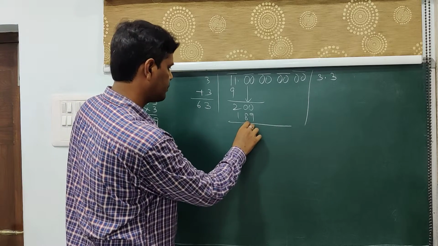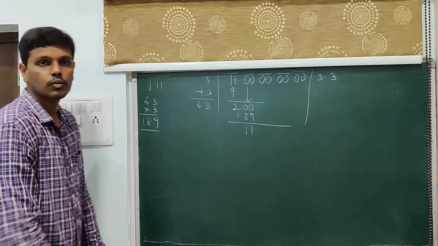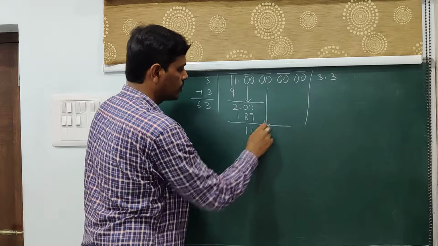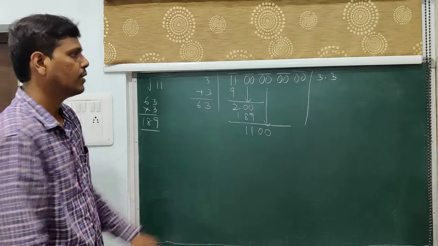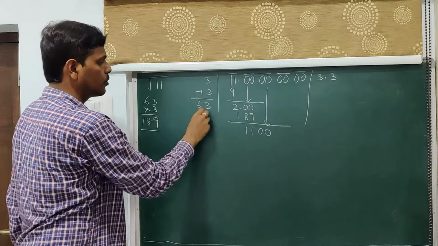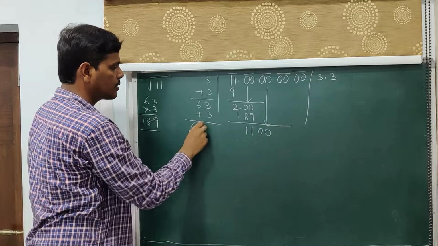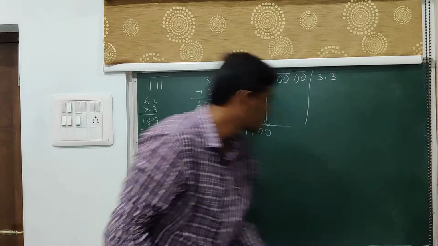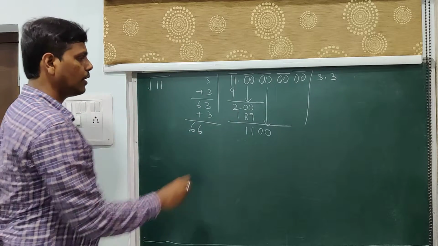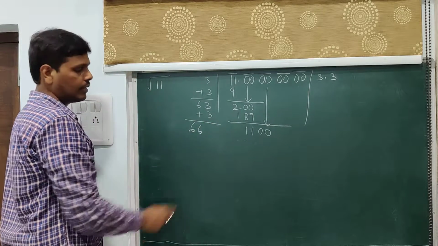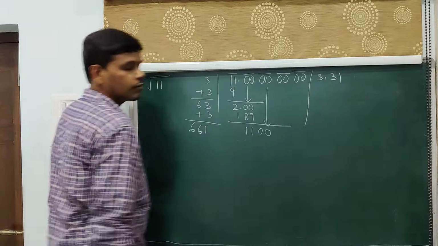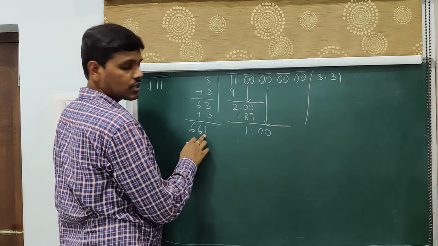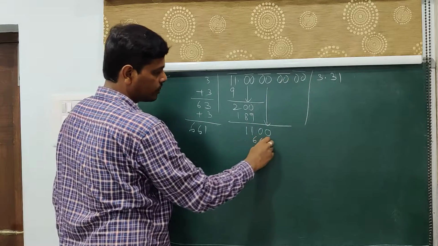That is what you get, and we carry forward this way. So 1100. Now take this number, add it on to this side. 63 plus 3 is 66. If I go with 2, it will be more than this number, so I will go with 1. So 661 into 1 gives you 661.